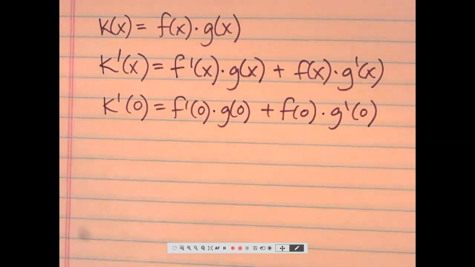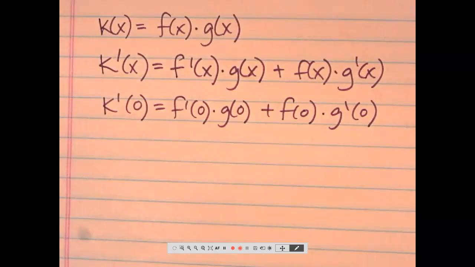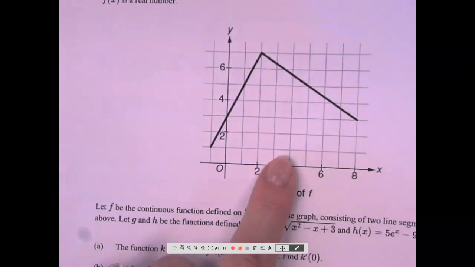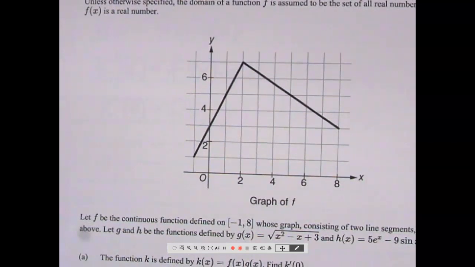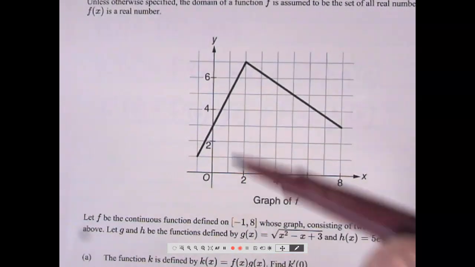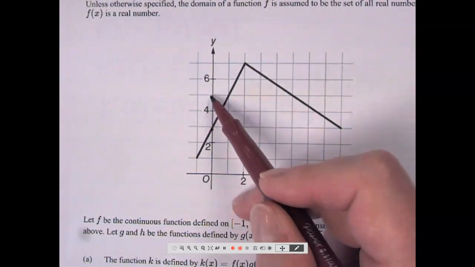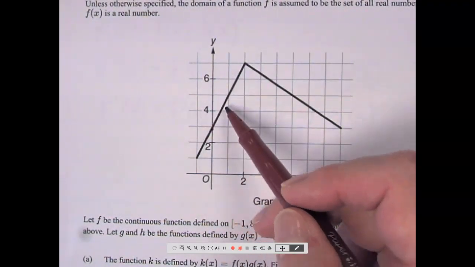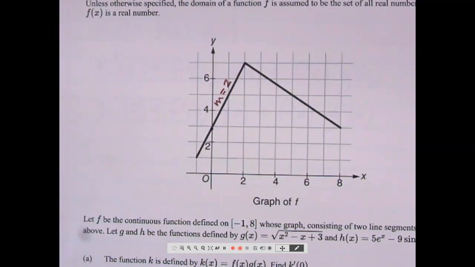Okay, now somehow we've got to figure out all these values. F prime of 0, we might need that, but here's function f. How can I find the derivative at 0? I can't take a derivative here because I don't have an equation, but derivative represents slope. So at this point where x is 0, what is the slope? 2. And I find that just by counting rise over run. So over here, the slope is 2.